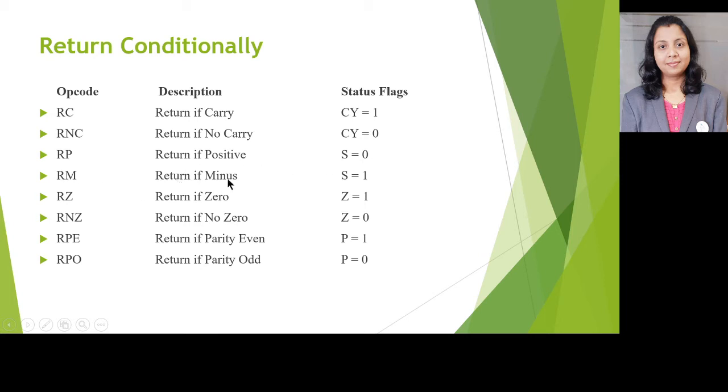RM, return if minus, sign flag is equal to 1. RZ is return if 0, if Z is equal to 1. RNZ, return if no 0, Z is equal to 0. RPE, return if parity even, P is equal to 1. RPO, return if parity is odd, P is equal to 0, that is reset. These are the status flag conditions which tell you whether the return is possible or not.